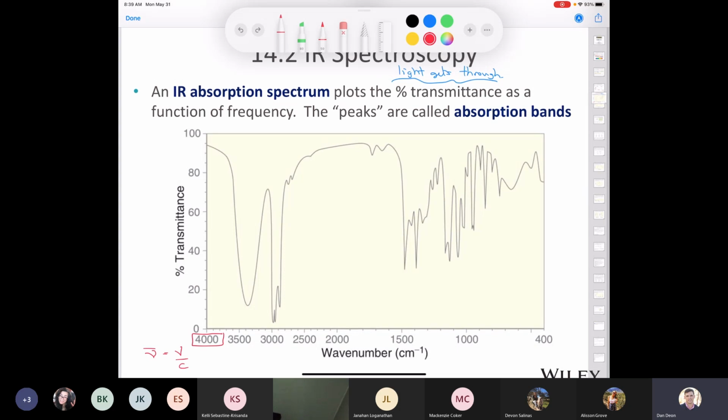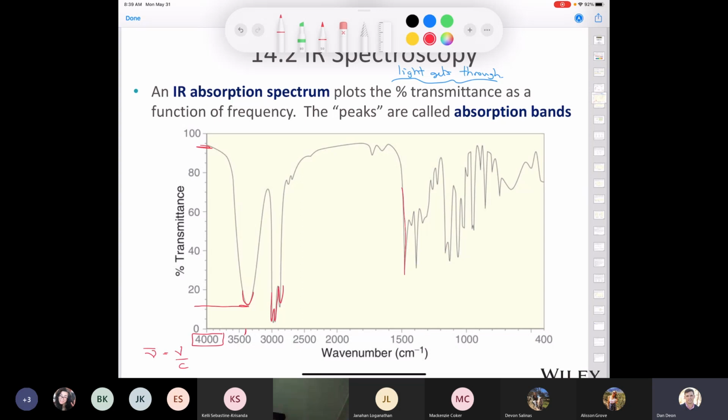Anyhow, so if we hit it with 4,000 reciprocal centimeters, that's our wave number, that's our frequency, you can see that most of the light actually goes through, right? Because this is percent transmittance. So most of it actually went all the way through. But then if you hit it with, let's say, 3,400 reciprocal centimeters, you see that there's a huge absorbance, right? Because if it's only around 10% transmitted, what does that mean? That means that this here is an absorbance.